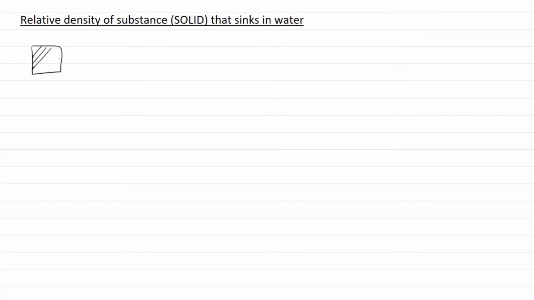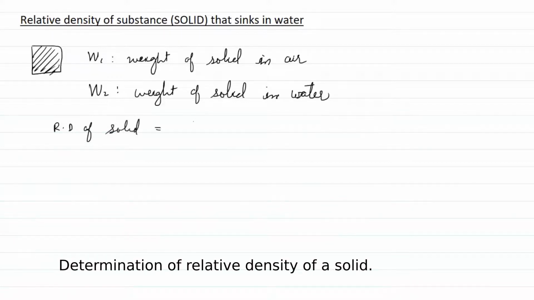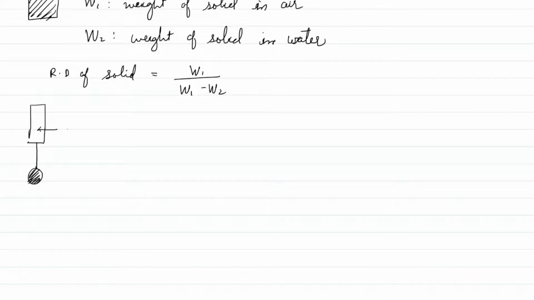So for this solid that we are talking about, W1 is the weight of the solid in air and W2 is the weight of the solid in water. The relative density of the solid is given by W1 upon W1 minus W2. That is, the weight of the solid in air upon the loss in weight of the solid. So this is how you measure relative density. Say for example, you have a spring balance here and you are measuring its weight. This is W1 because that is measured in air.